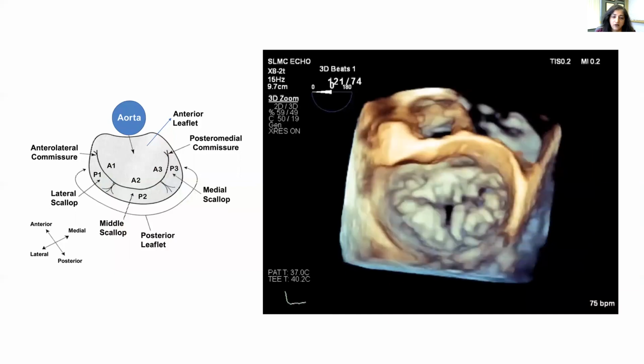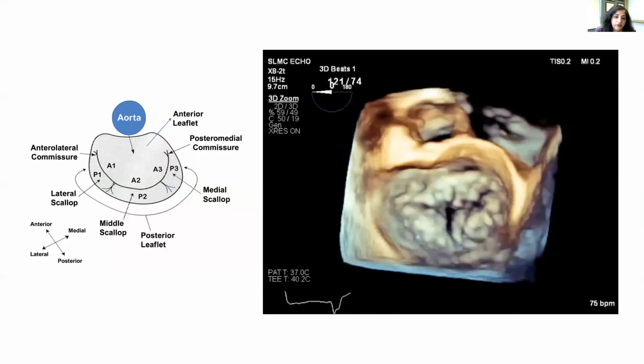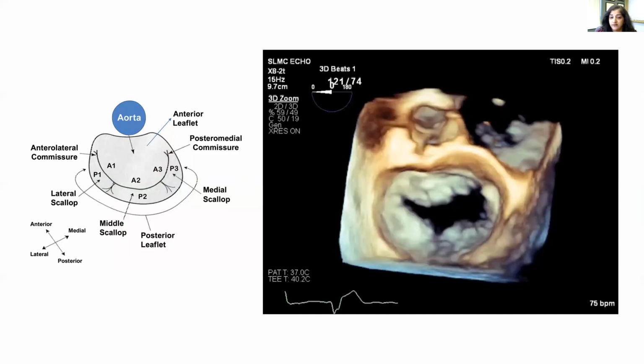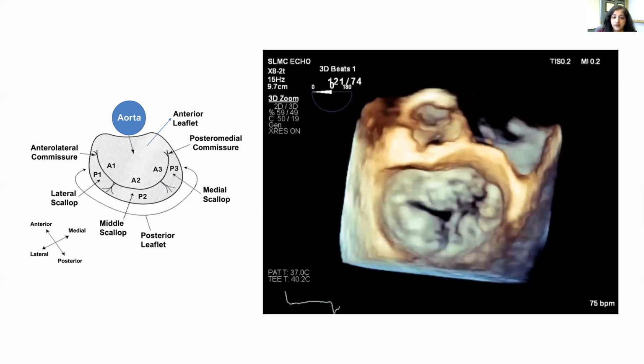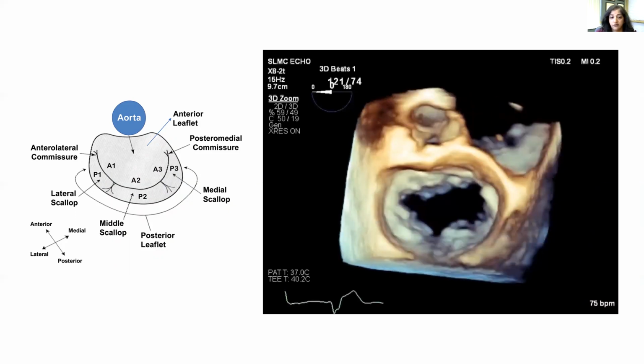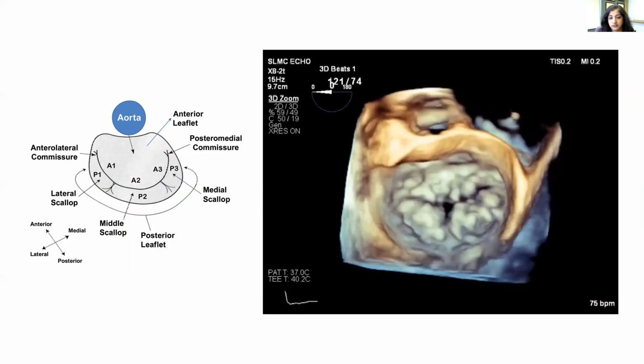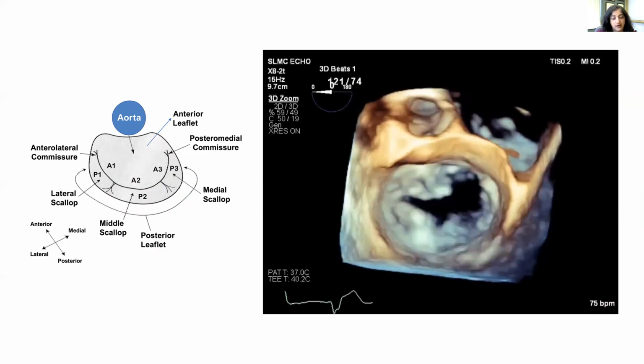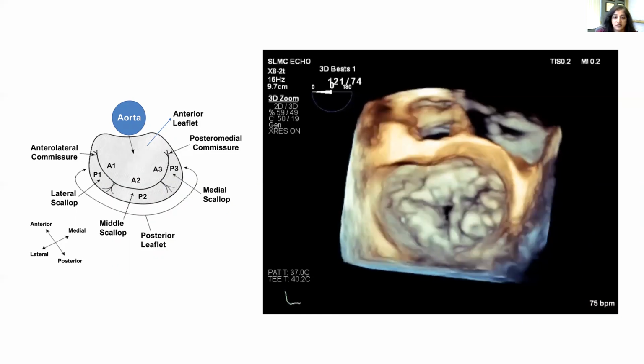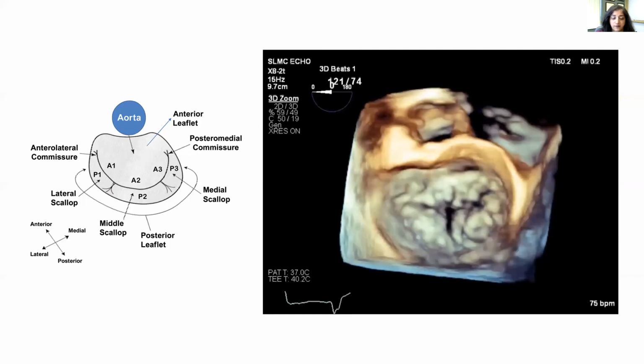Now we see here a normal mitral valve in 3D TEE. The aortic valve is on top. We see A1, A2, A3, P1, P2, P3. The left atrial appendage is not on the screen, but is on the left side. You see the septum, and you also see the tricuspid valve in the background.